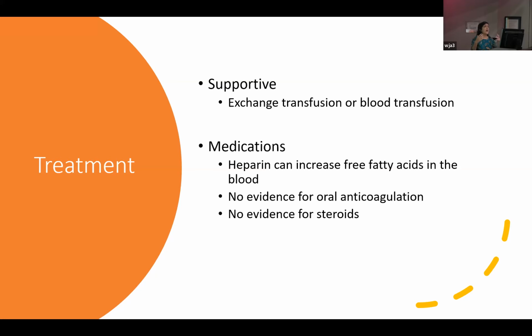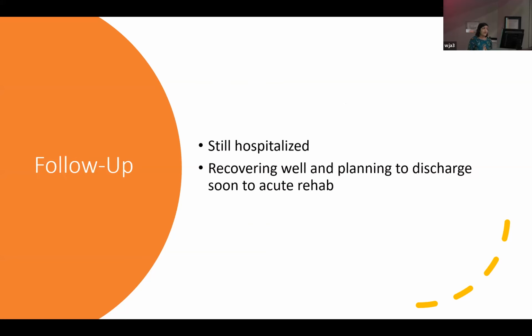Because it has embolism in the name, the syndrome is kind of embolic, the question was raised whether this patient should be on any anticoagulation. So heparin actually can increase free fatty acids in the blood and therefore is contraindicated. Also, because of all of the microbleeds, there is a risk of any anticoagulation causing further damage. On that same note, there's no evidence for oral anticoagulation and no evidence for steroids. Our patient is still hospitalized, but she's actually recovering well and planning to discharge soon to acute rehab.